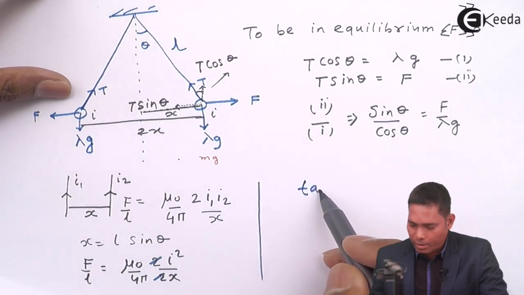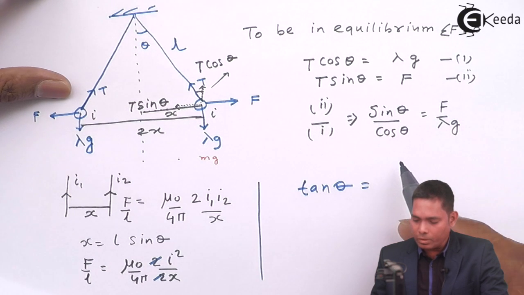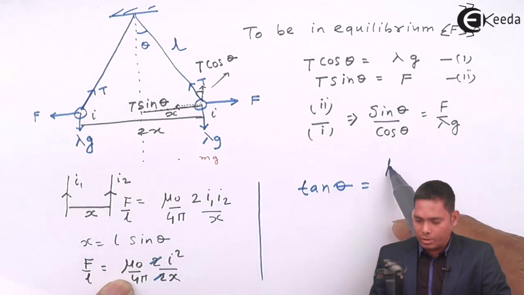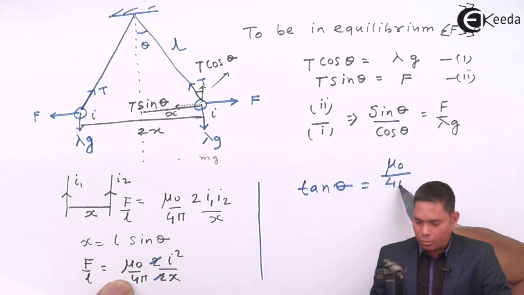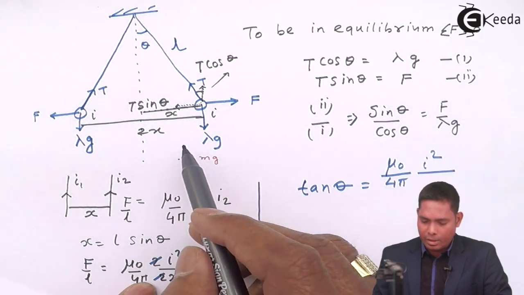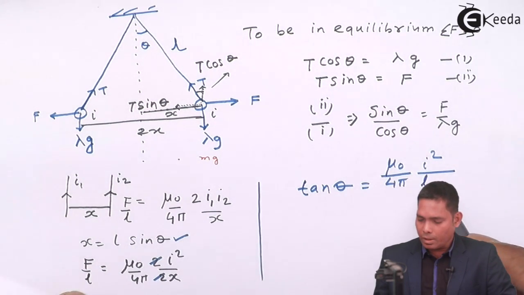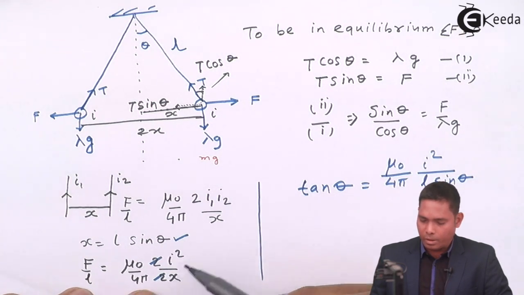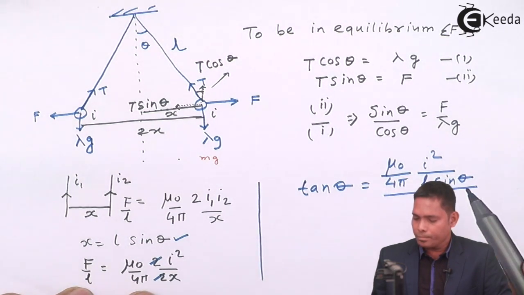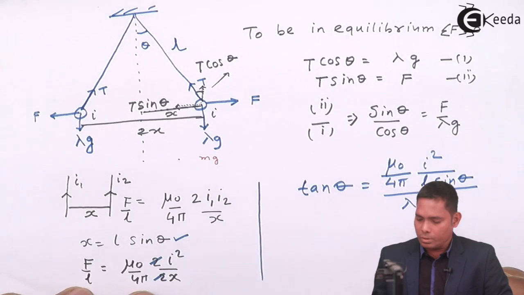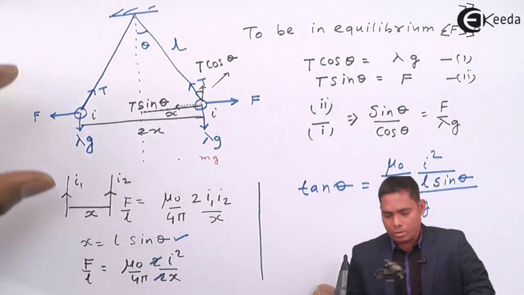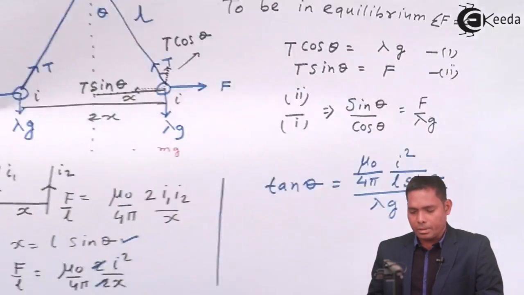Now this will become tan theta, sin theta by cos theta. F I will take from here, which is mu 0 upon 4 pi, I square divided by x. And what is x? X comes out to be L sin theta. So this is L sin theta. Okay, this part is okay. Divided by lambda into g. Next we'll solve this in the next place.